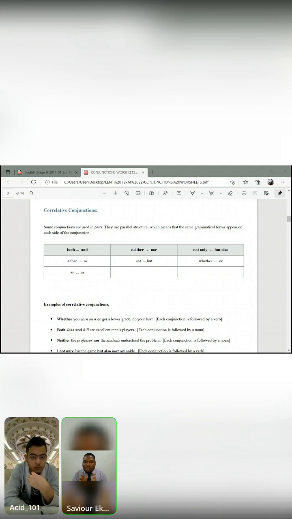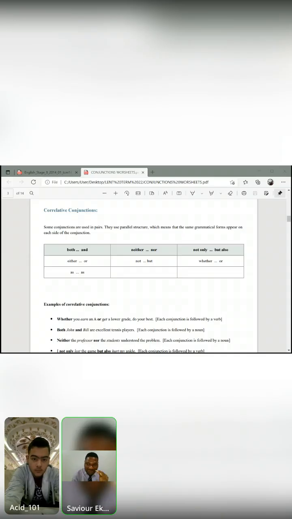They use parallel structure. Tomorrow I'm going to teach you parallel structure in English, how to use it, because oftentimes when students are writing, they don't know how to use a parallel structure in writing. In other words, they must be balanced between the subject and the verb.